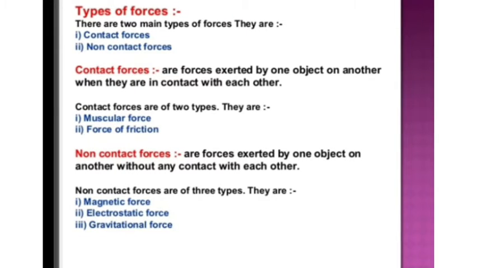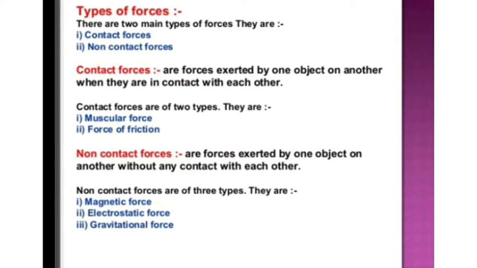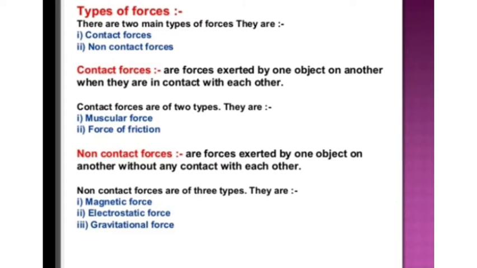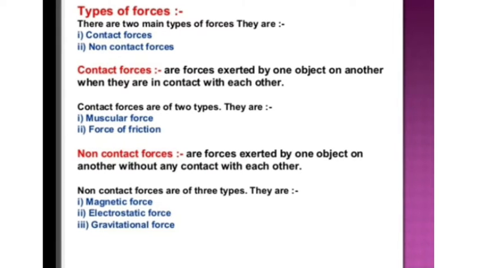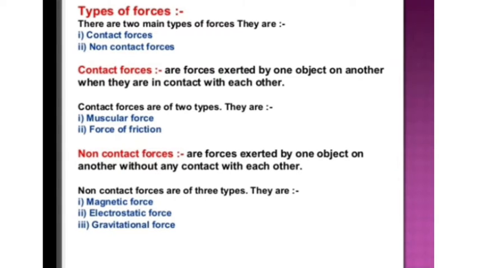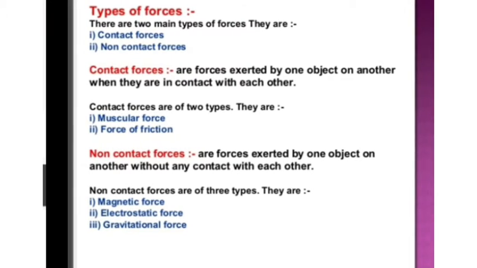There are two main types of forces. First one is contact force, second one is non-contact force. What is contact force? Forces exerted by one object on another when they are in contact with each other are called contact forces. There are two types of contact forces. One is muscular force, another one is force of friction.